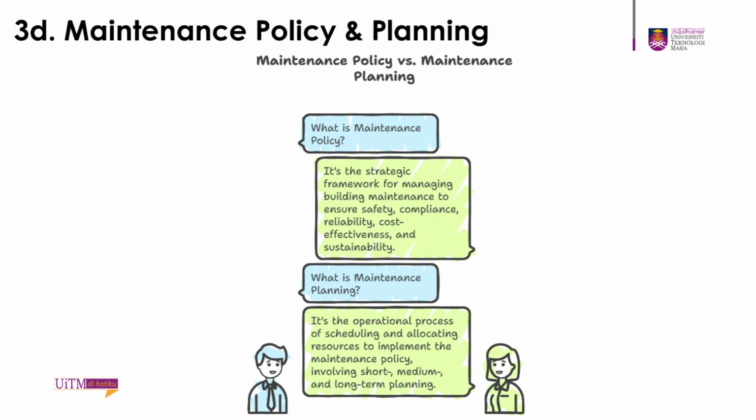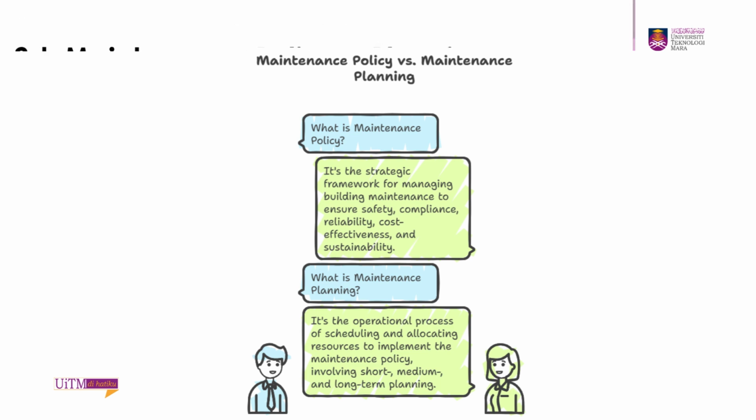3D. Maintenance policy and planning. Maintenance policy versus maintenance planning. What is maintenance policy? It's the strategic framework for managing building maintenance to ensure safety, compliance, reliability, cost-effectiveness, and sustainability. What is maintenance planning? It's the operational process of scheduling and allocating resources to implement the maintenance policy, involving short, medium, and long-term planning.